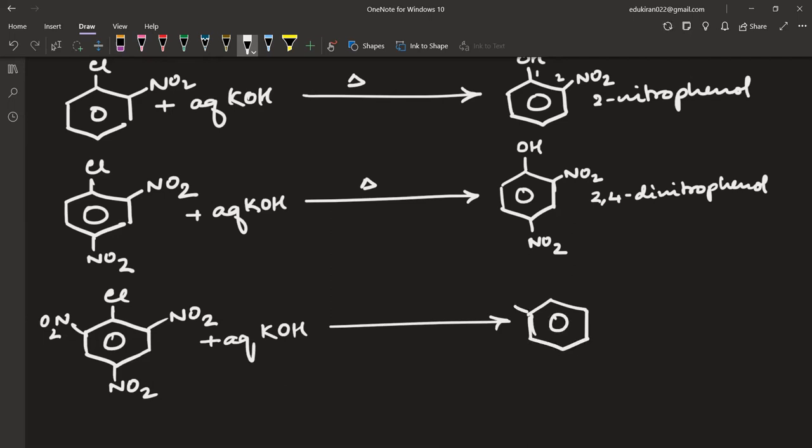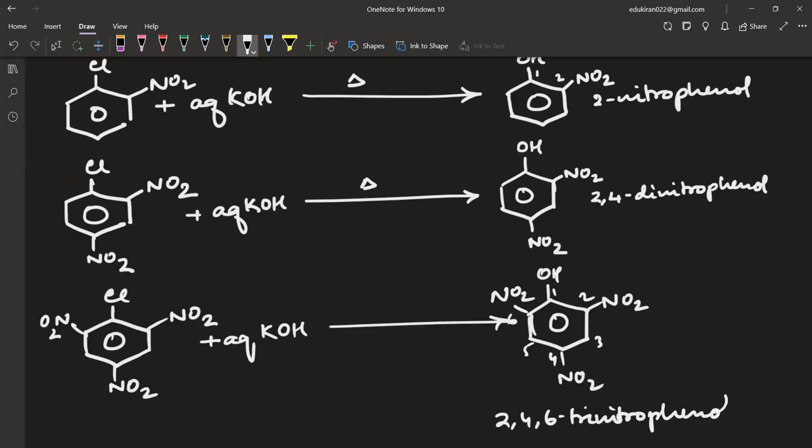So we'll have NO2, and then OH here. This OH is not phenol, and we have NO2 at the 2, 4, and 6 positions. So this is 2,4,6-trinitrophenol, also known as picric acid.